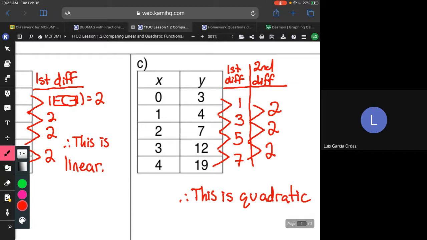Yes, Jade? What are the second differences from? You would write neither. Because you guys don't learn about cubic or quintic functions yet.